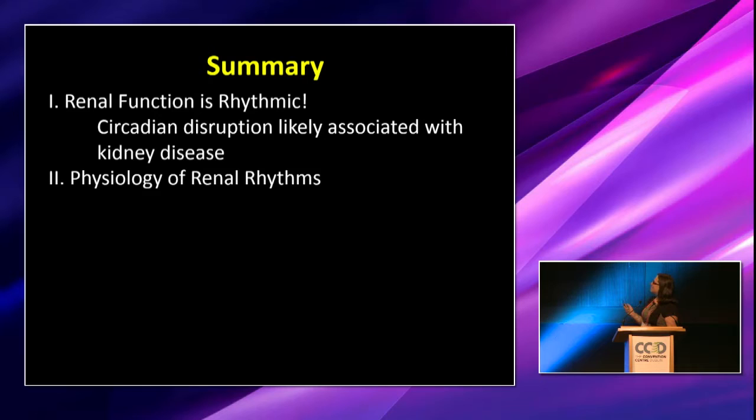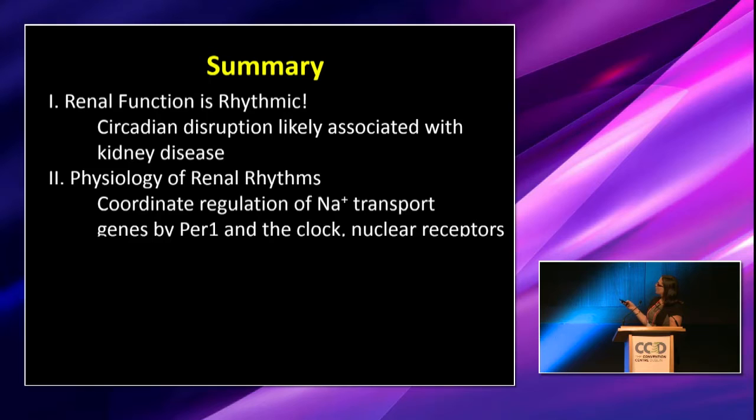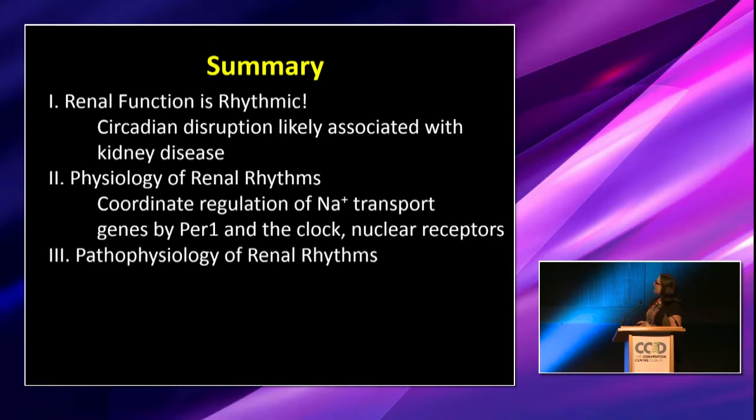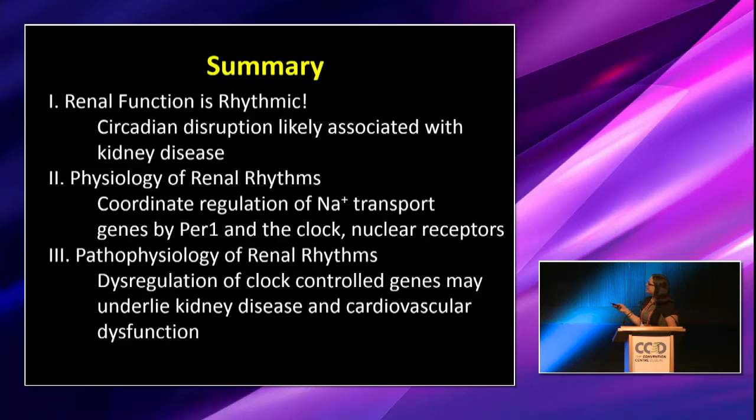So the physiology of renal rhythms, I've shown you that there's coordinate regulation of sodium transport genes by PIR1 in the clock, and that there's also this role for nuclear receptors. And in terms of the pathophysiology of renal rhythms, or when clock genes go bad, we've seen that the dysregulation of clock control genes is associated with kidney disease and cardiovascular function. And those mechanistic studies are still being done, and I think it's a very exciting area to pay attention to.